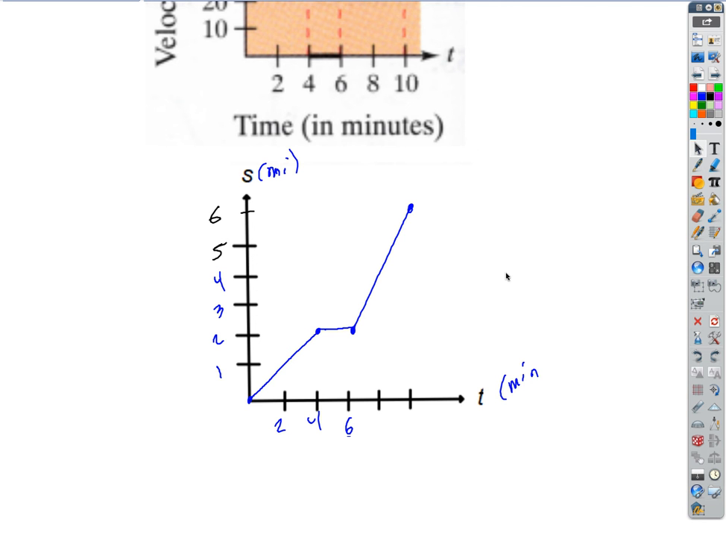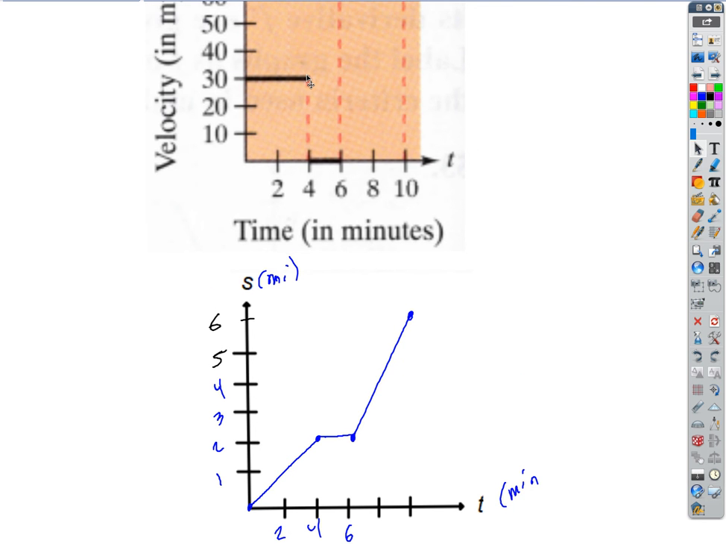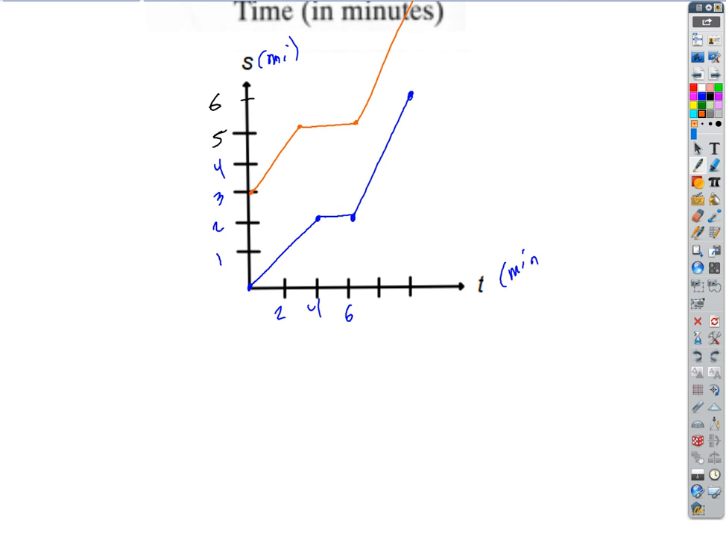Think about that. When I'm reversing the process, I'm starting with a derivative and I'm writing the function. I don't know anything about where it's located vertically. All I know is that this slope is 30, that slope is 0, and that slope is 60. Everybody get it? It might have started here and done something like that, or it might have started way down here.